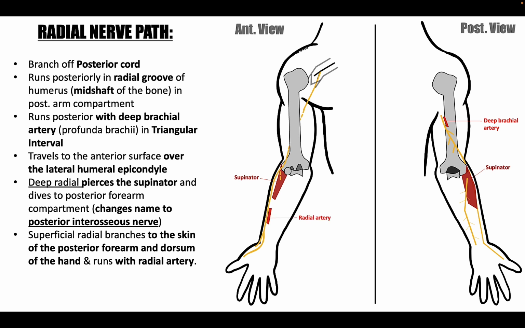Two things I failed to mention. The muscle deep radial pierces is called the supinator, and the superficial radial branch actually runs with the radial artery. So now you put it all together. You link your nerves to their compartments. You start to add function to those compartments. Let me give you one example.